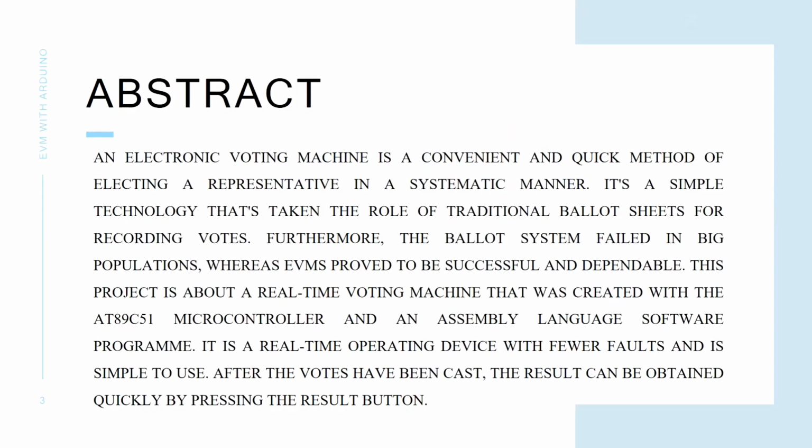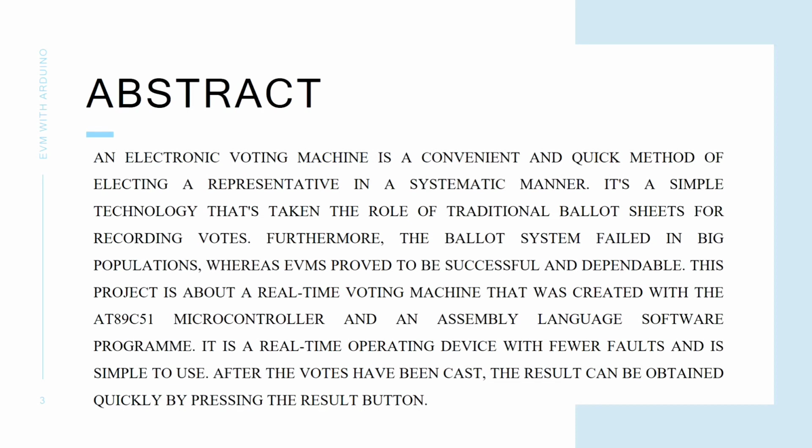So, starting with the abstract, first we need to know what an electronic voting machine is. An electronic voting machine is a convenient and quick method of electing a representative in a systematic manner. It's a simple technology that has taken the role of traditional ballot sheets for recording votes. Furthermore, the ballot sheet failed in big populations, whereas EVMs proved to be successful and dependable.